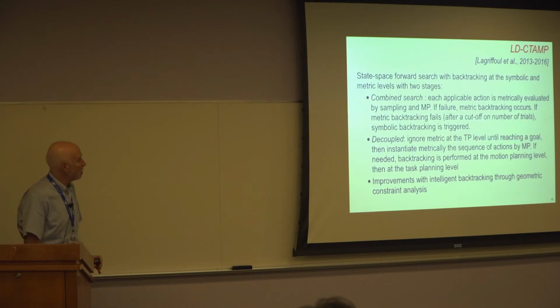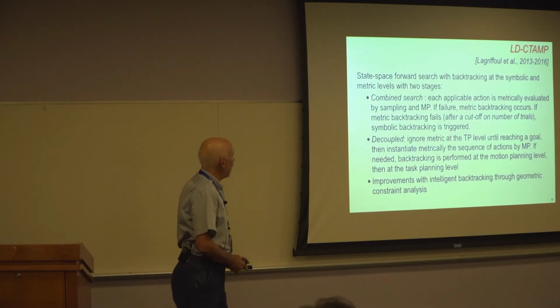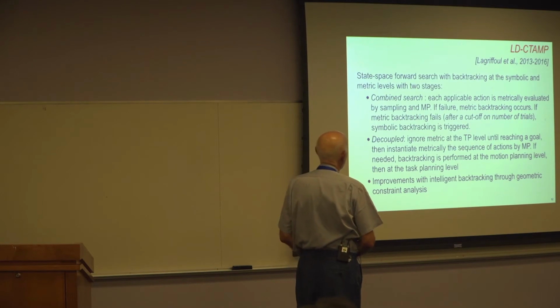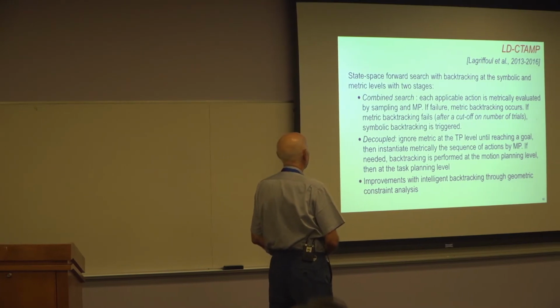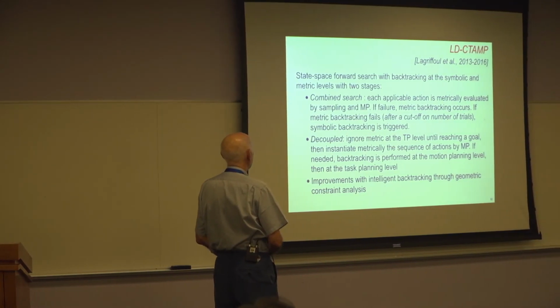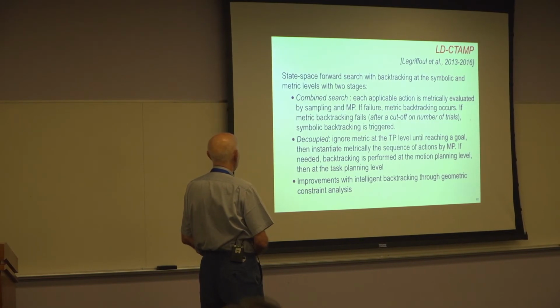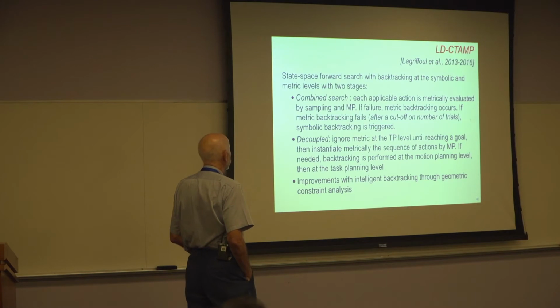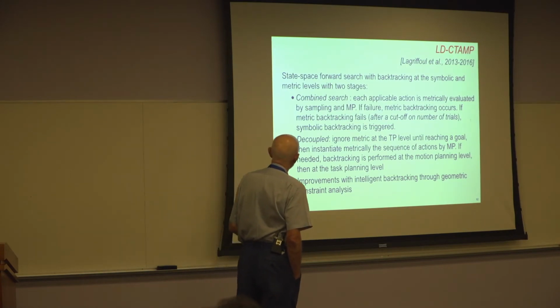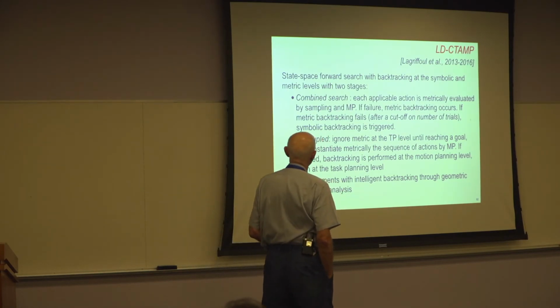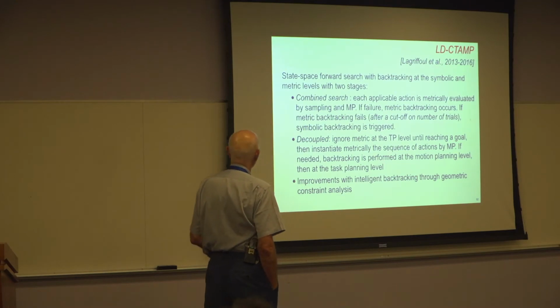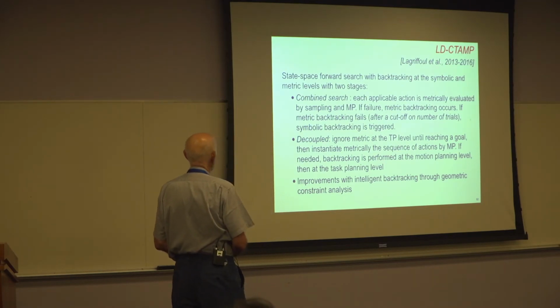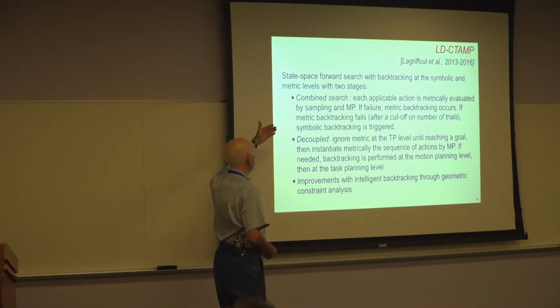My second example is LDC temp, limited depth, combined task and motion planning, by Lagriffoul from Sweden, Örebro, and his co-authors, again a number of papers between 2013 and 16. Here also you do a state space forward search with backtracking at the symbolic and metric levels with 2 stages, a combined search and a decoupled search.